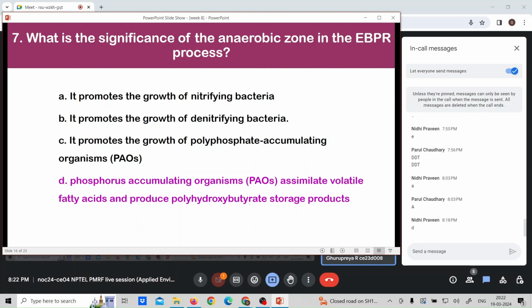Anaerobic, so that's what I told, like you give extended aeration and leave it for more time. There is a chance of this reversal happening. So in the anaerobic zone, phosphorus accumulating organisms assimilate VFAs and produce PHB storage products. This oxygen relevance and the individual steps that take place in the process are more relevant. So that is why D will be the answer for this particular question.